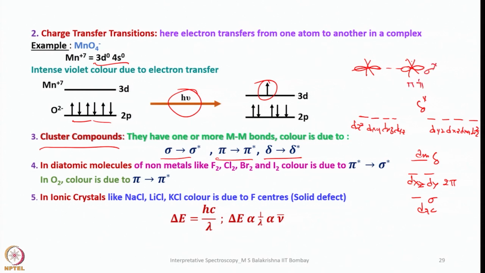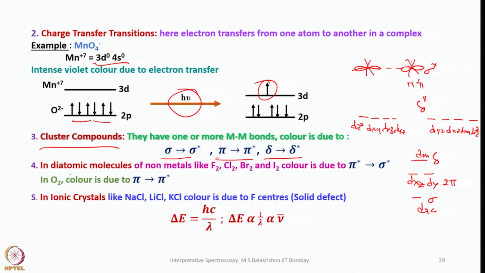Often we come across that sigma and sigma star are very high in energy, pi and pi star are a little lower in energy, and the least energetic is delta and delta star. This is the charge transfer between metal and metal. All these transitions are called metal to metal charge transfer transitions.